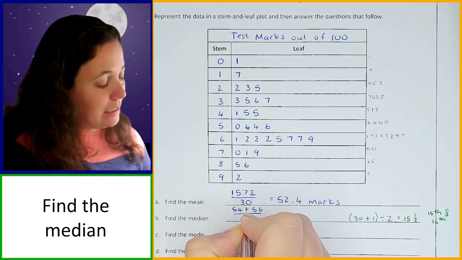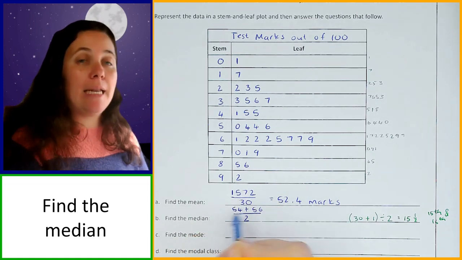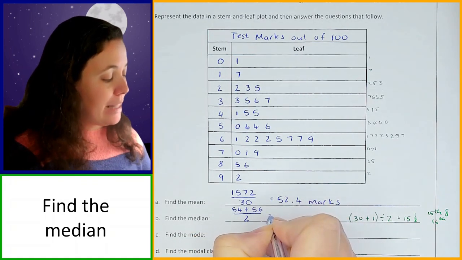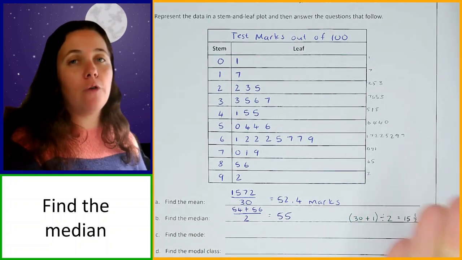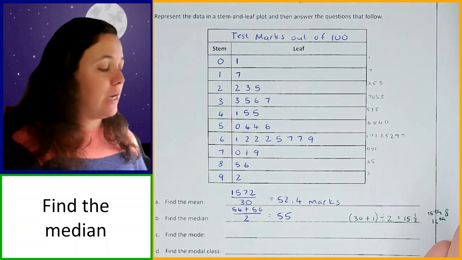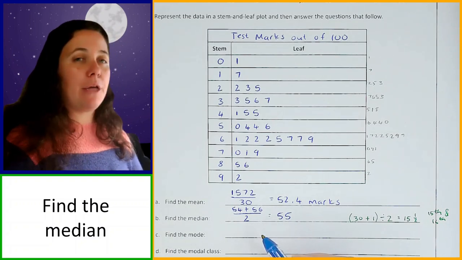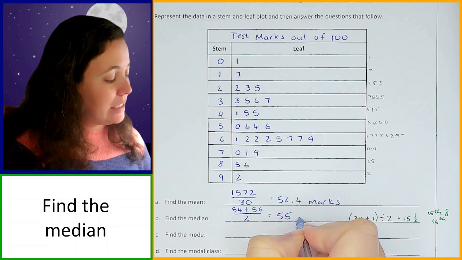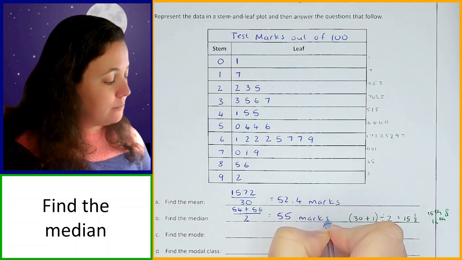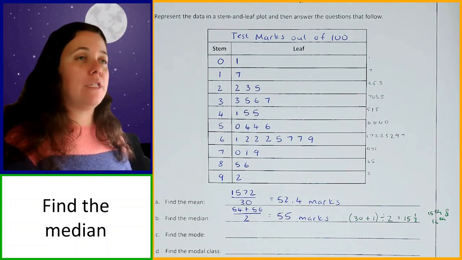And I need to find the number that's halfway between those. So I can add them and divide by 2, and that will give me 55. You can also just work out that the number halfway between 54 and 56 is 55, by thinking about it logically. So that is our median, 55 marks. That's the middle of all the data.